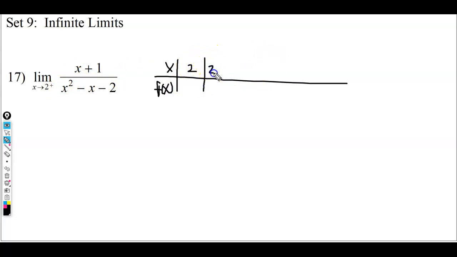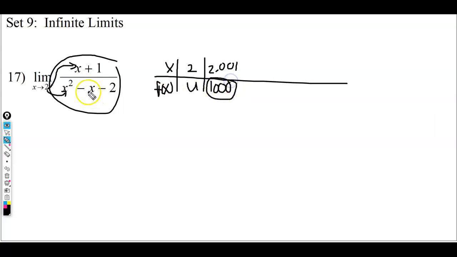So I'm going to add 1,000 to that. Now we know that this one's going to be undefined. That's going to be on the bottom. You get 0. So I'm going to plug 2.001 into this function, and I'll show you what we get. Now when I plug in 2.001, I get 1,000. That's a big positive number, and so we can conclude that this thing is approaching positive infinity. It's getting bigger and bigger in a positive direction.